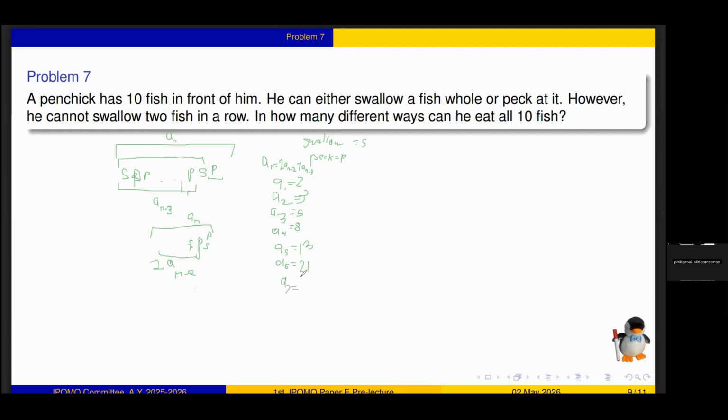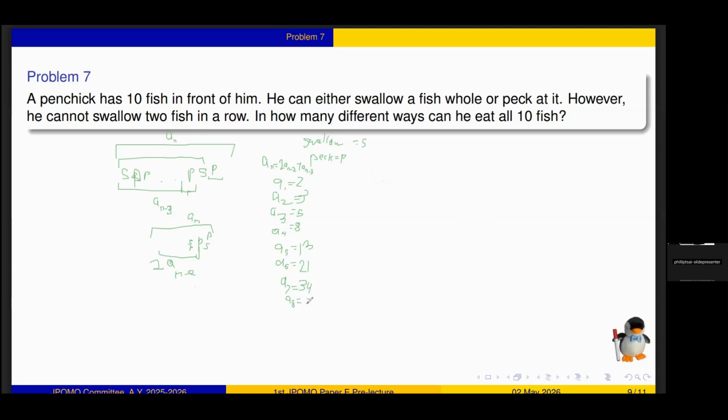a sub 7 is equal to 2 times this, 26, plus 8, which is 34, and then we can continue from this. You can see that these two are equivalent. They're not exactly the same, because you need a sub 1, a sub 2, and a sub 3 to get it, but still it's very similar and equivalent in nature.